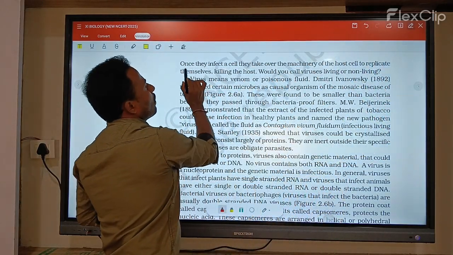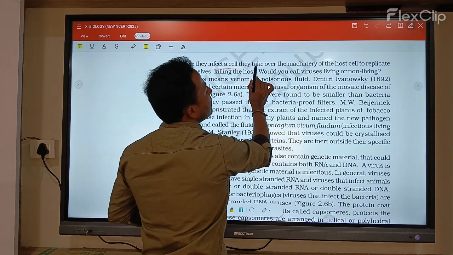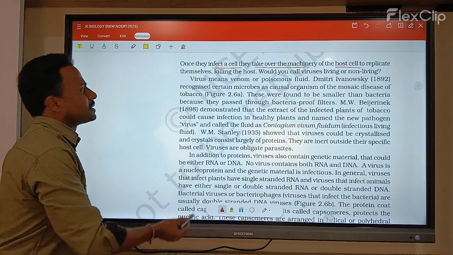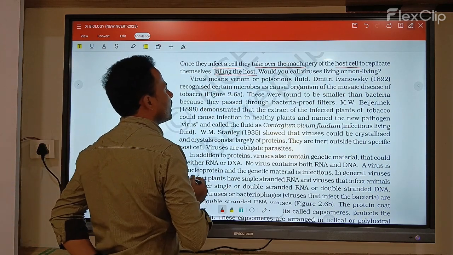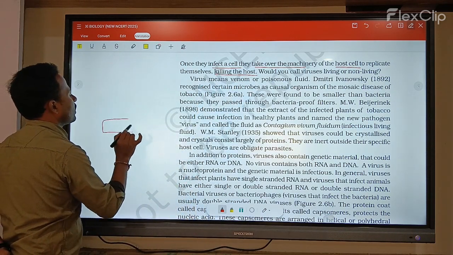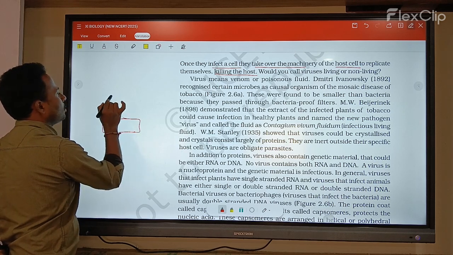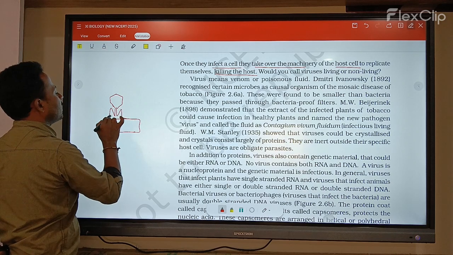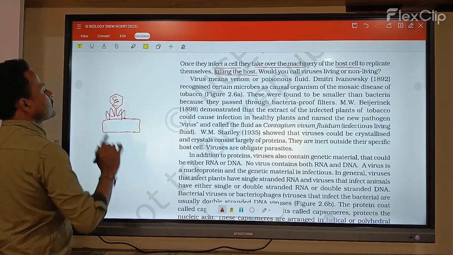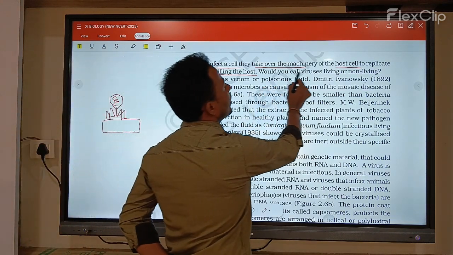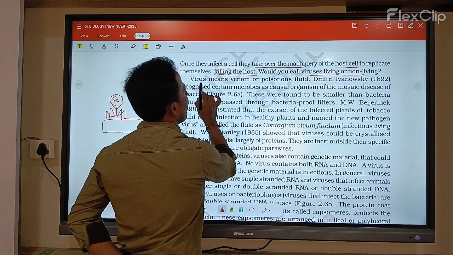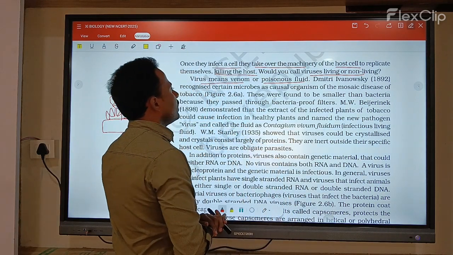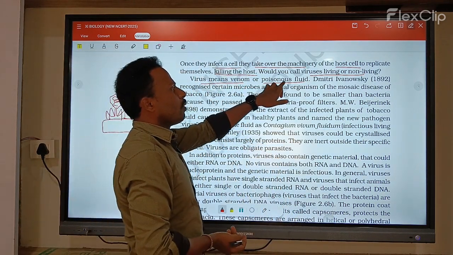Once they infect the cells, they take over the machinery of the host cell to replicate themselves, and they kill the host. If a bacterium is the host cell and it gets killed, that is why viruses are called non-living. Virus means venom or poisonous fluid.